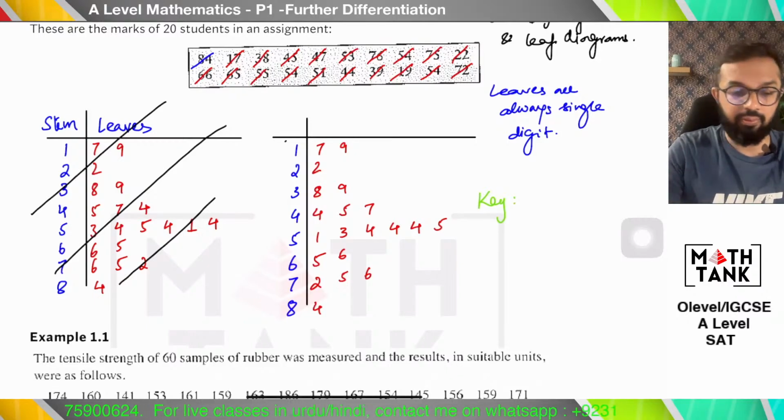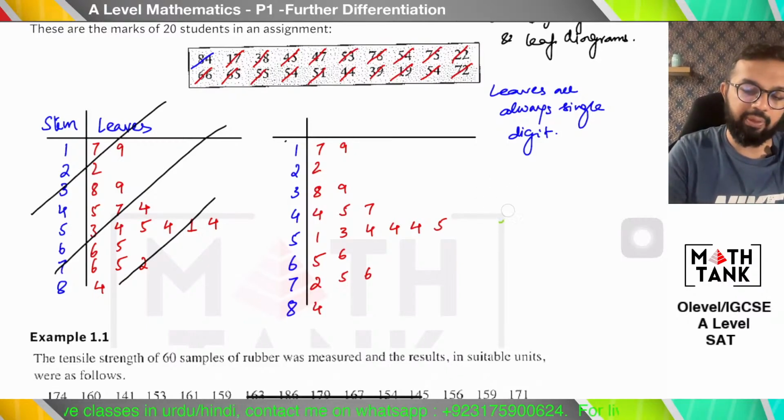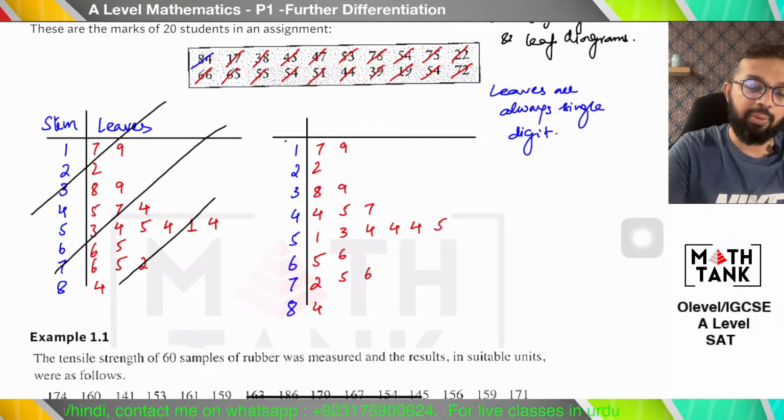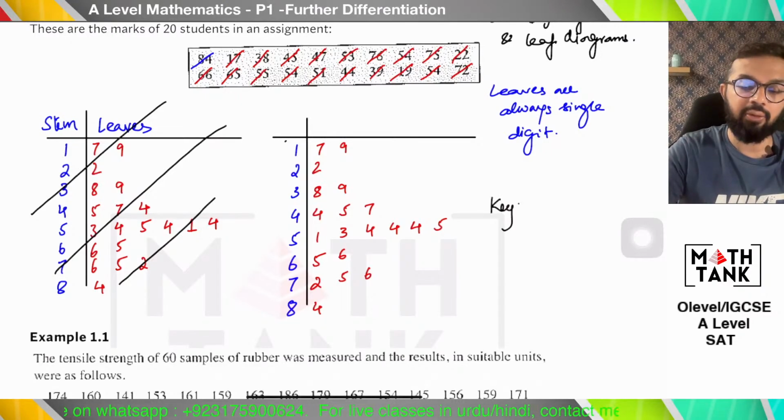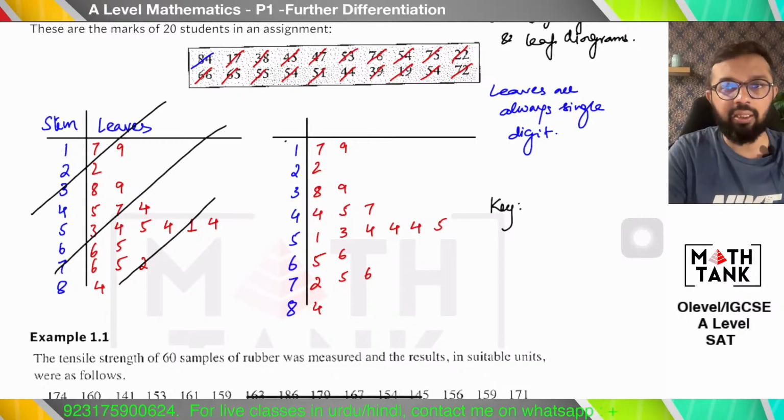for any stem and leaf diagram, and you'll see this in the next question, that without a key a stem and leaf diagram is irrelevant, and different keys can mean different things, so it's important to have a key.